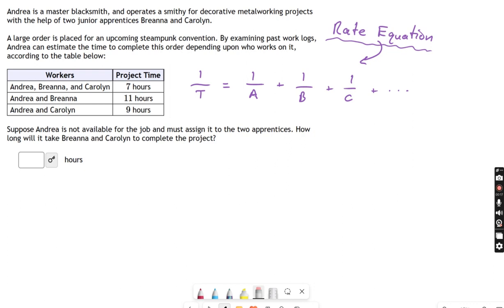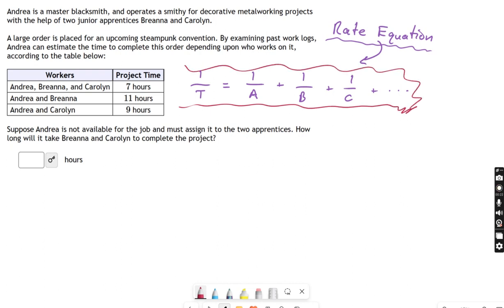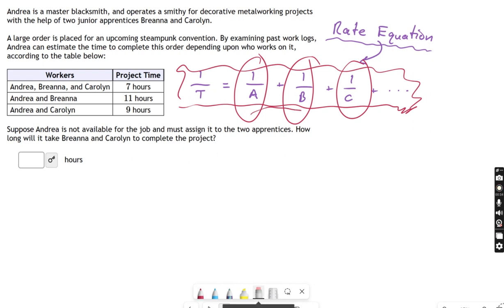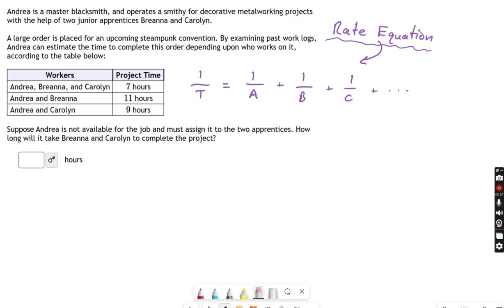So what I want to remind you of, first of all, is we all have to remember this rate equation. This guy right here tells us how to find the total time if you have a bunch of workers A, B, and C, which in this case is Andrea, Brianna, and Carolyn. So I know those times sort of from this table over here. I'm given some information. I don't know how long Andrea takes. I don't know how long Brianna takes by herself or Carolyn, but I have some information on their work times together. So let's just start writing down the things we know.